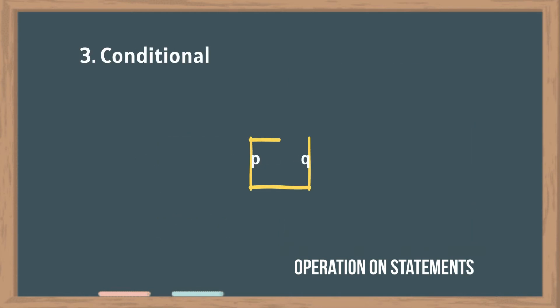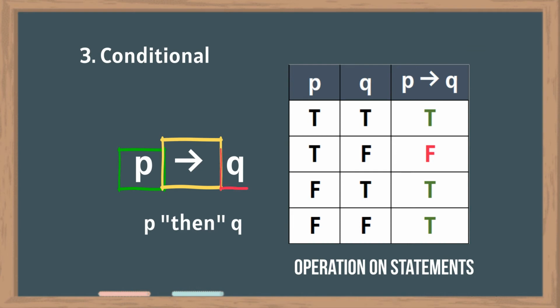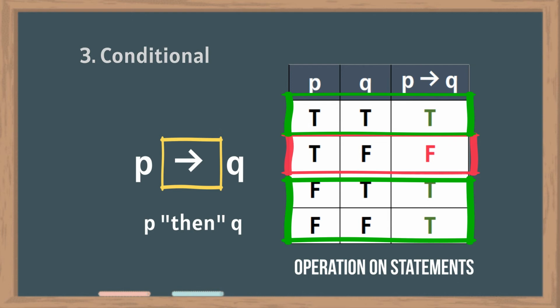A conditional is represented by an arrow pointing to the right and is read as P then Q. In a conditional statement, the letter P is the premise and the letter Q is the conclusion. A conditional statement is false only when the premise or P is true and the conclusion or Q is false. Any other combination is considered true.